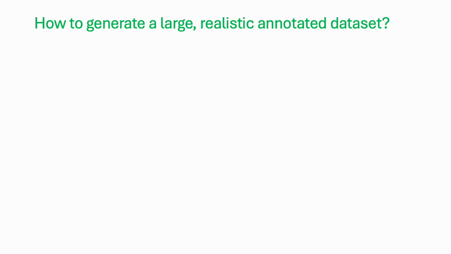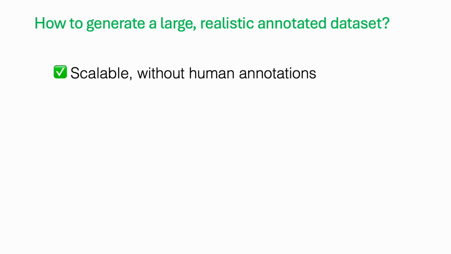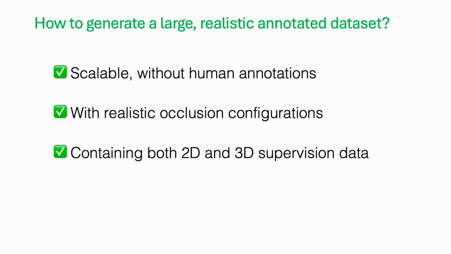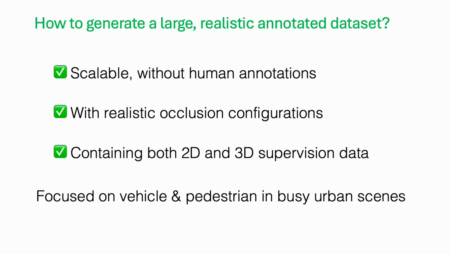Our goal is to create a dataset that satisfies these criteria. First, it must be scalable, no human in the loop. Second, it contains realistic occlusion configuration with both 2D and 3D supervision data. In this work, we are focused on vehicle and pedestrian because they are two of the most popular classes in the urban scenes.